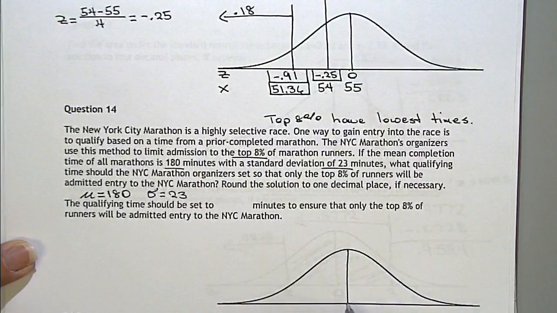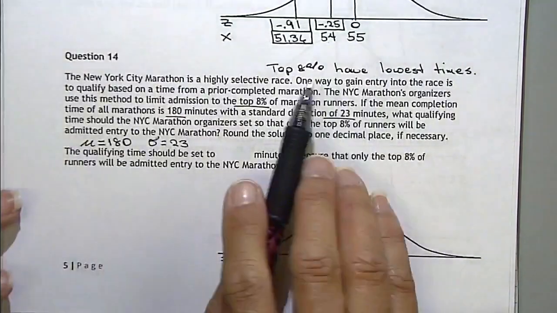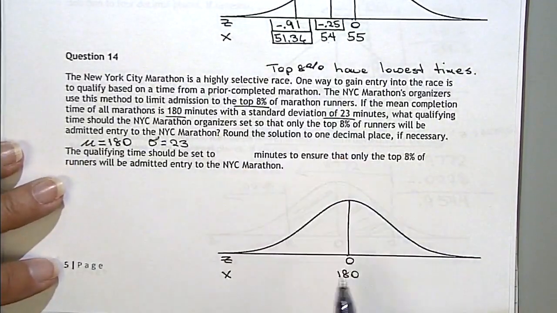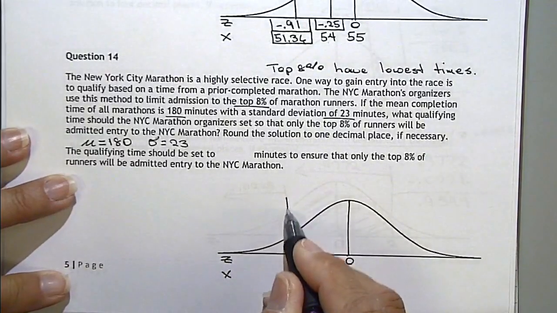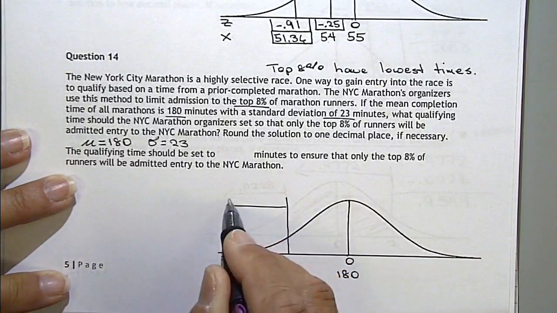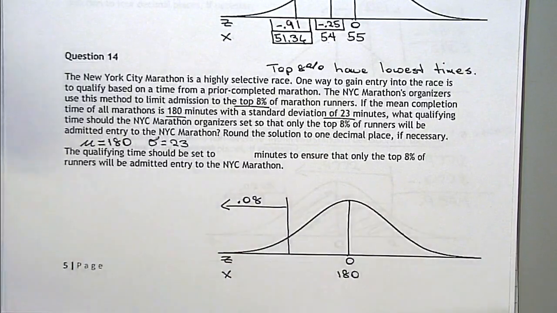We know we're using the Z-table. We know we have data values, and we know we have a mean of 180. Well, there, I got that right. I got the curves mapped. Now, I want only the top 8%. I know they have to have the lowest 8% of the times, don't they? So I'm going to say 8%. It's going to be over here somewhere, isn't it? So it's going to be 0.08, 8%. Think about it, right? Okay.